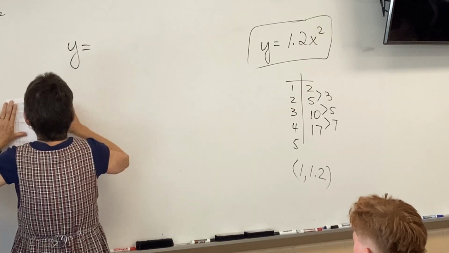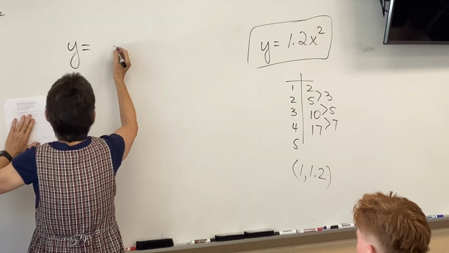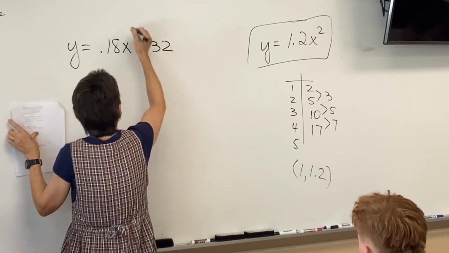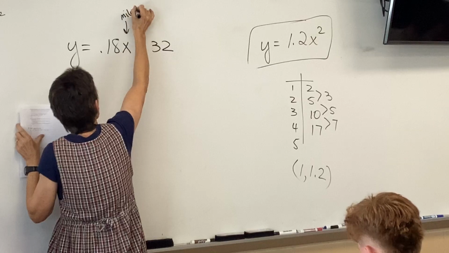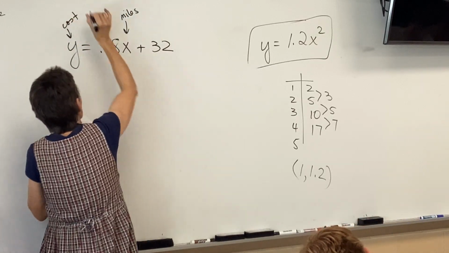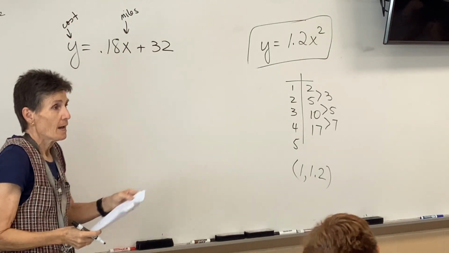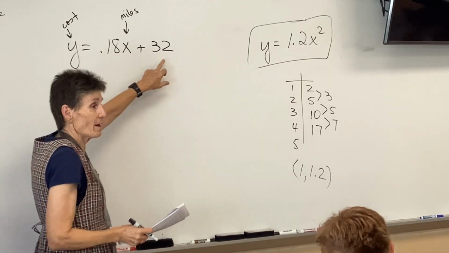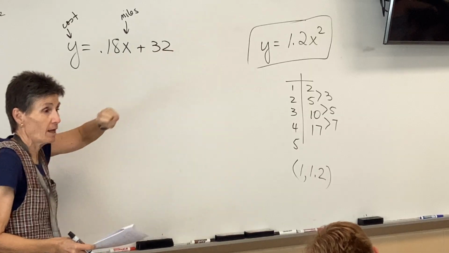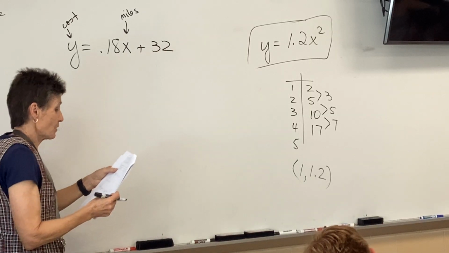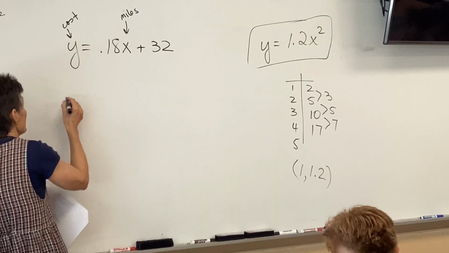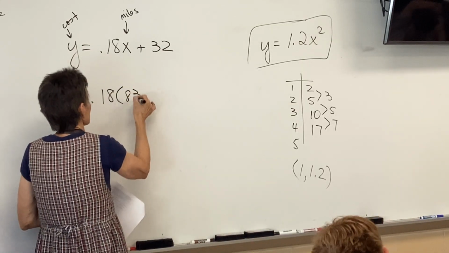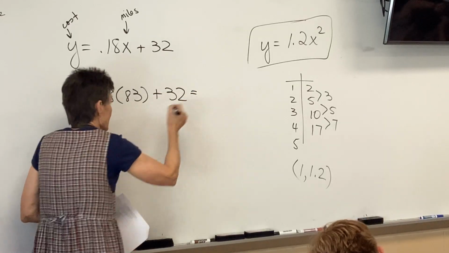Y equals 32 plus 0.18x, where x is the miles and y is the cost. Every mile costs me 18 cents. No matter what, I have to pay $32 just to get off the lot. So, how much did she pay? She rented it for 1 day and drove 83 miles. That's how much she paid, right?